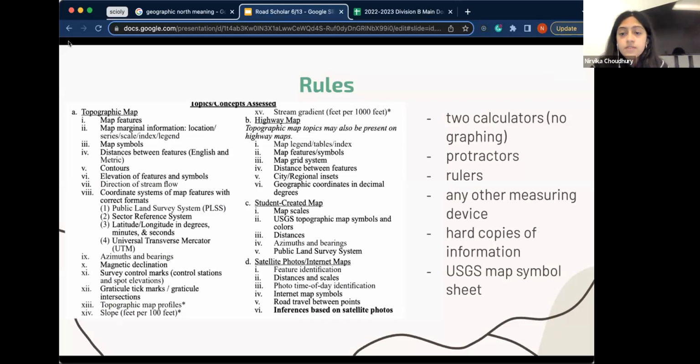You can have 2 non-graphing calculators, protractors, rulers, any other measuring device. There are some other measuring devices that look like a square, and we use those too. Hard copies of information in your binder, you can use that in one binder though. The USGS map symbol sheet. This is very, very important. I'll send you guys a link to it.